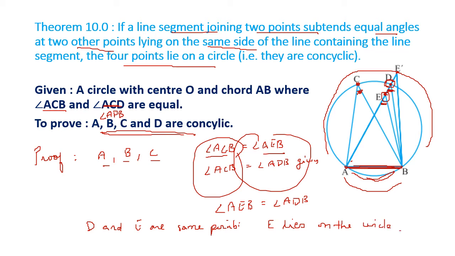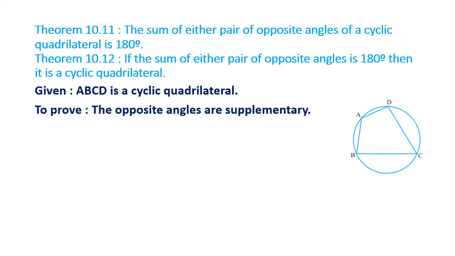So when a line segment makes equal angles on the same side, then all the 4 points should lie on the circle, or we can say ABCD are concyclic. So the points ABCD make a cyclic quadrilateral or a concyclic quadrilateral. So what is the definition of a concyclic quadrilateral? A quadrilateral whose all 4 points lie on the circle is called a cyclic quadrilateral. So look in the diagram I have shown here. This is a cyclic quadrilateral. Why is it a cyclic quadrilateral? Because all the 4 points lie on the circle.